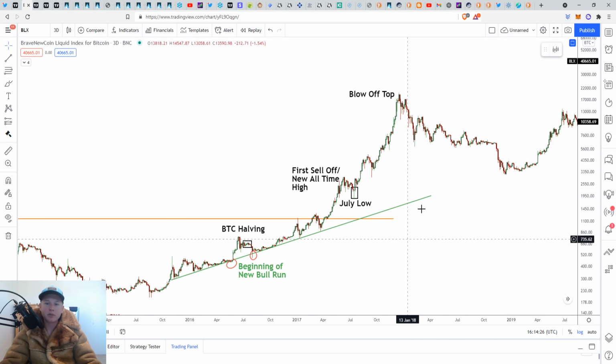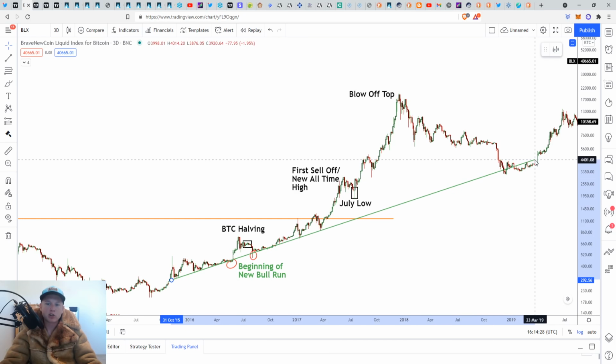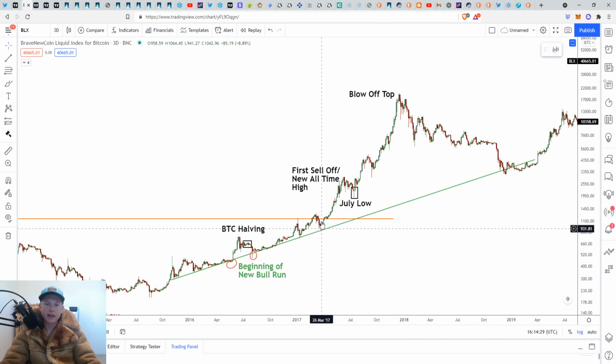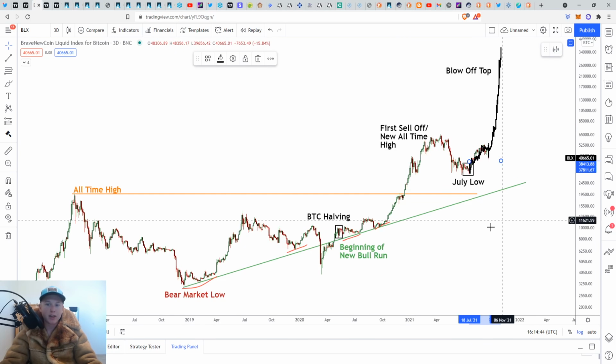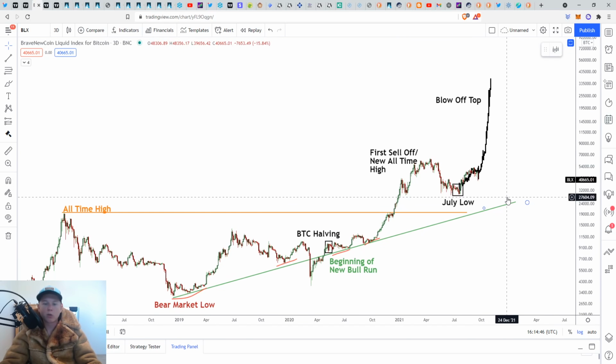And the same thing can be said over here. If we draw this same trend line, we can see that Bitcoin, we get the July low, we're still above that trend line. Price discovery takes off. We go for another new parabolic run, and this thing is way too far extended above that trend line for this to even make any sort of sense, right? And so we're going to see the same thing again, guys. 100% we're going to see the same thing.